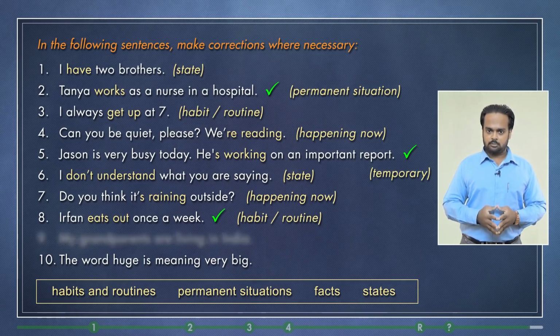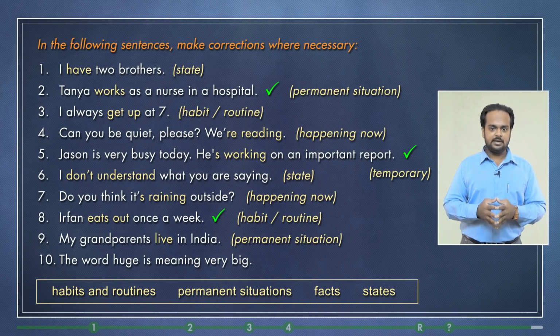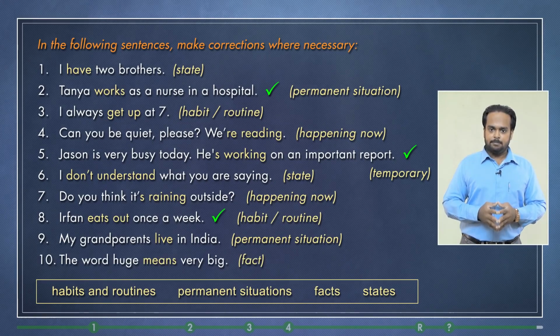Number 9 is wrong. My grandparents live in India is the right answer because this is a permanent situation. And finally, number 10 is also wrong. It should be the word huge means very big because this is a fact. So you cannot use the continuous form here. You need to use the present simple.